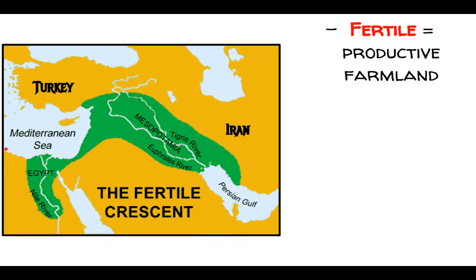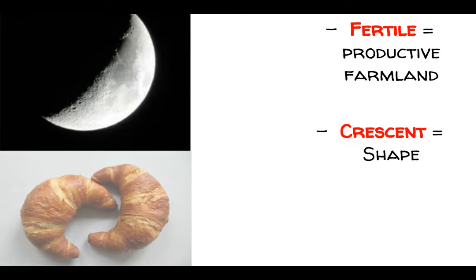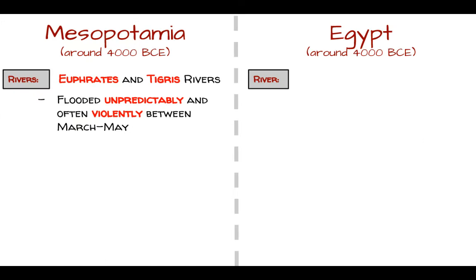It's given the name the Fertile Crescent because that first word, fertile, means productive. So this is, again, very productive farmland. And it's called the crescent because it has the shape of a crescent. So if we think of the crescent phase of the moon or a croissant that you get from a bakery, it has that arced shape. That's why it's called the Fertile Crescent.